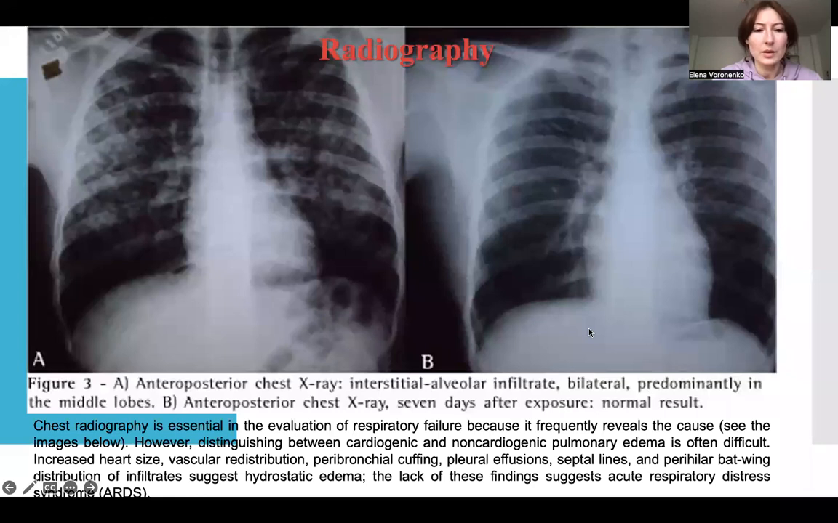Chest radiography is essential in the evaluation of respiratory failure because it frequently reveals the cause. However, distinction between cardiogenic and non-cardiogenic pulmonary edema is often difficult. Increased heart size, vascular redistribution, peribronchial cuffing, pleural effusion, septal lines, and peripheral distribution of infiltrate suggest hydrostatic edema. The lack of these findings suggests acute respiratory distress syndrome.